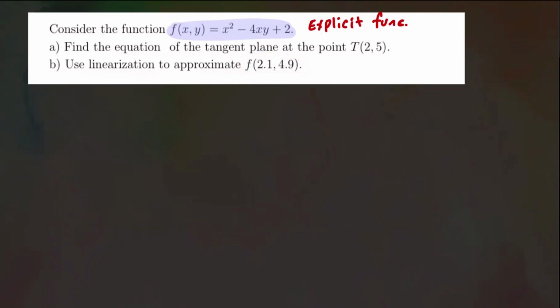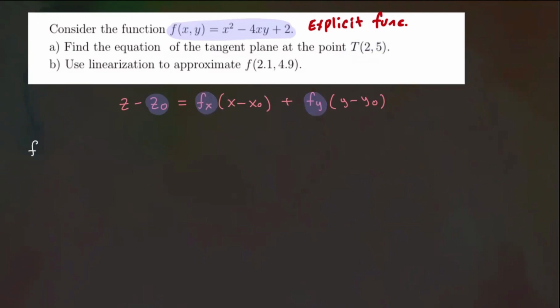So we know that the equation of a tangent plane of an explicit surface or an explicit function is going to be z minus z0 is equal to partial of f with respect to x times x minus x0 plus partial of f with respect to y times y minus y0. We're going to compute z0, meaning the function value at the point, and then the partial of f with respect to x, plug in the point, and then the partial of f with respect to y also evaluated at the point. So let's pick up those pieces and then we plug everything in. Then we have our tangent plane.